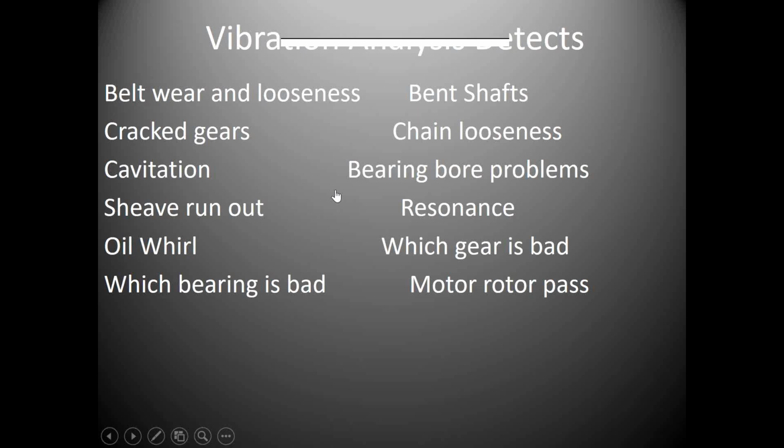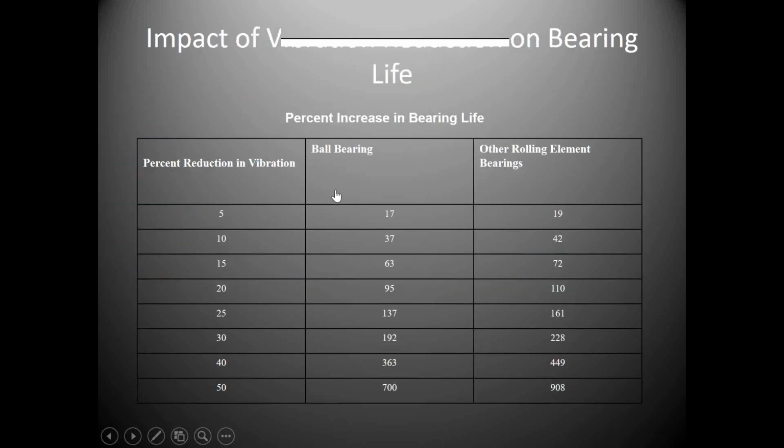We can tell if we've got bent shafts, chain looseness; bearing bore problems come up a lot of times in vibration analysis. Resonance is vibration transmitted from some other component at a different frequency. It might be transferred into your component and may make the readings bad, which is called resonance. It can tell us which gear is bad, motor rotor pass, so lots of things vibration analysis can tell us.